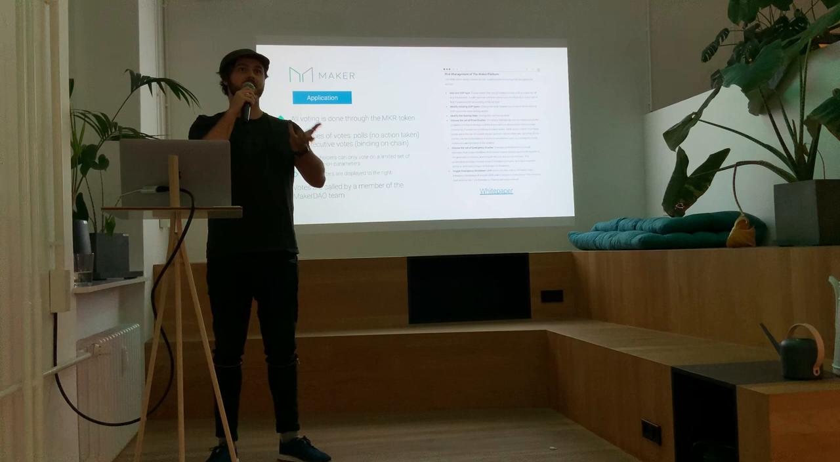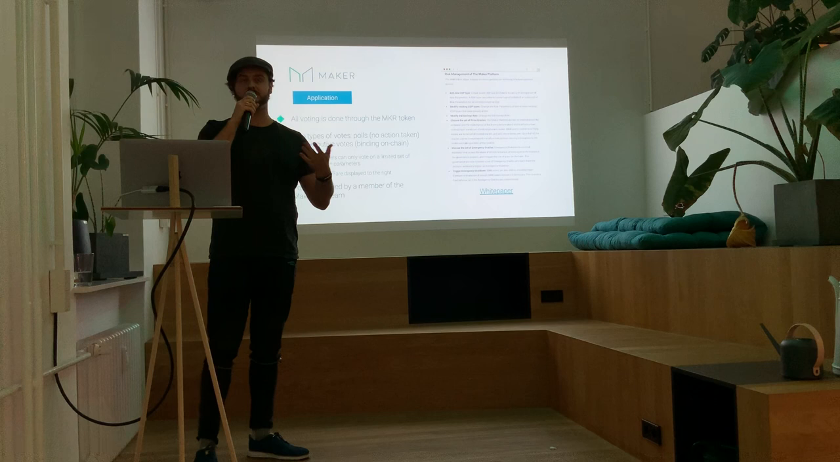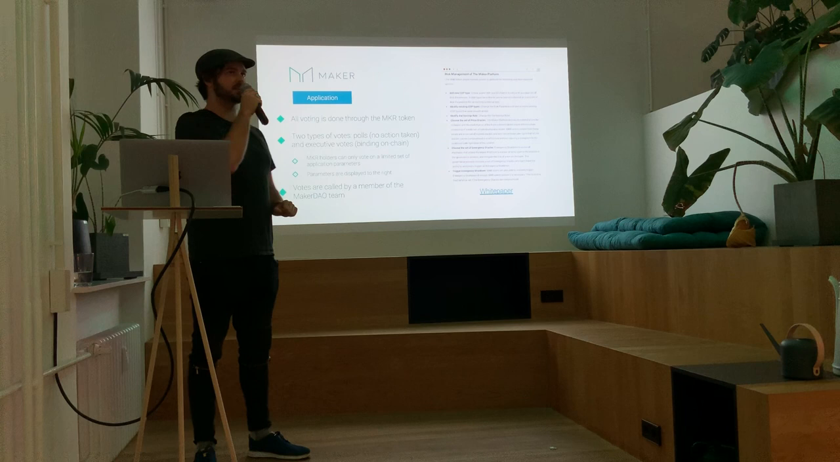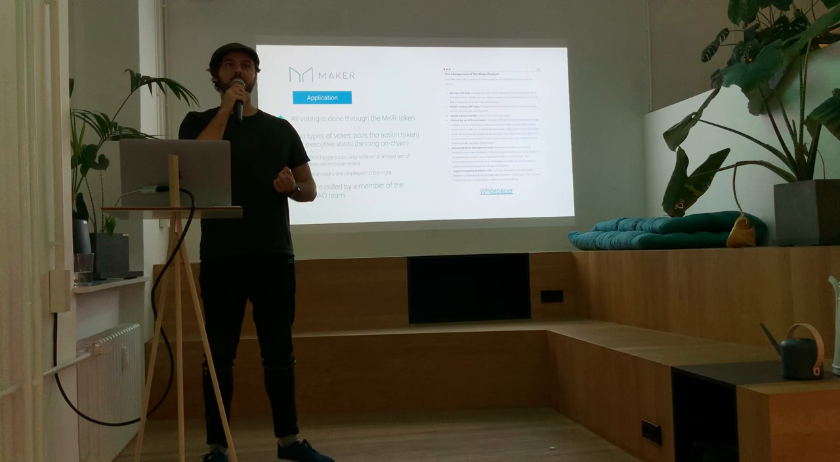The MKR holders govern a limited set of parameters within this decentralized finance application. The list of parameters is on your right-hand side if you want to dive into it. One thing to note is that all votes are called by a member of the MakerDAO team. So there is an individual here who is the decision maker when it comes to whether or not a vote should happen.